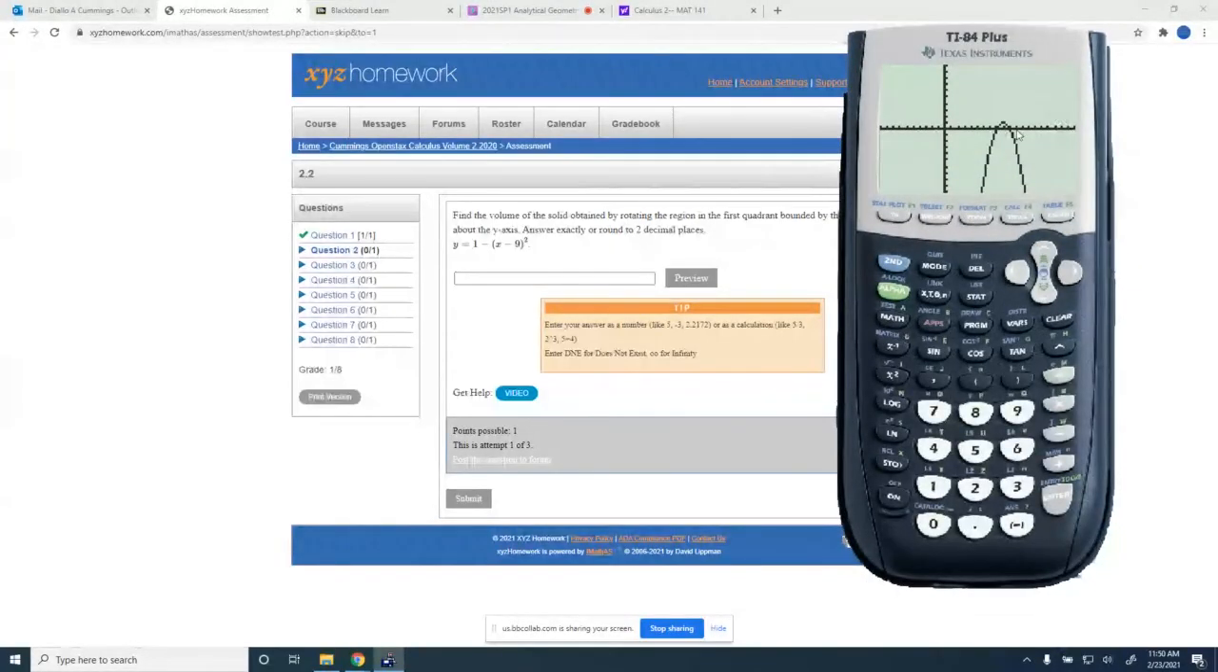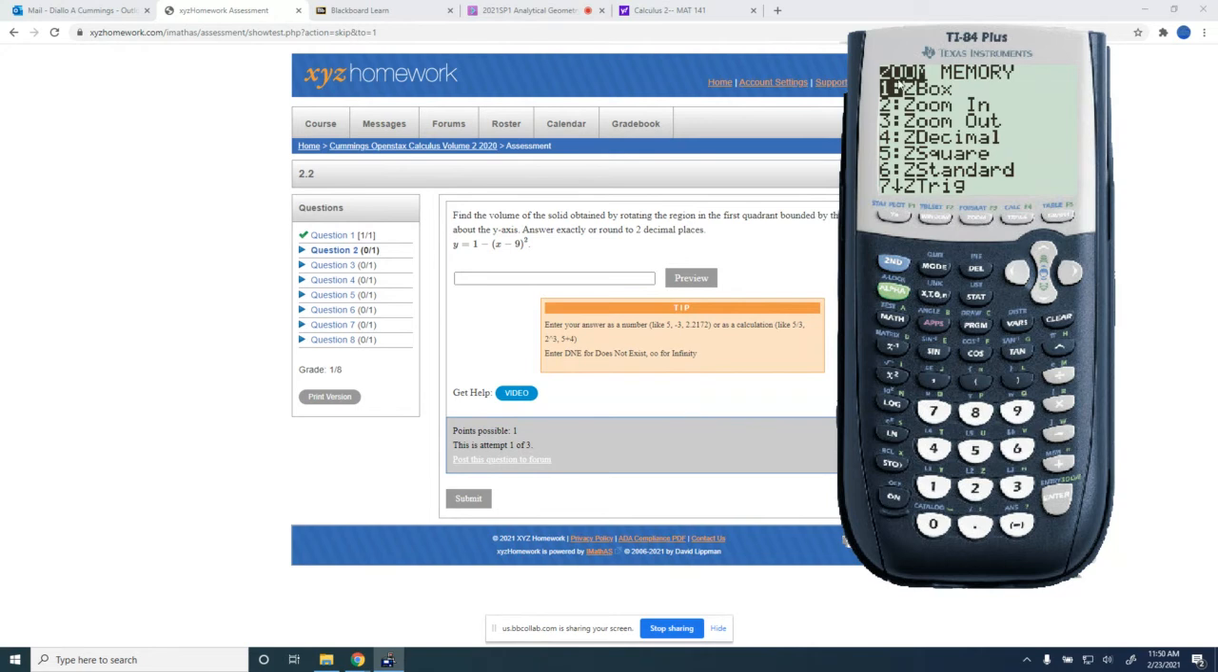I can actually use a calculator, right? Since I have the graph, and I'm going to blow this up slightly. You may or may not have seen this done before. I'm actually going to go into Zoom, and I want to use Zoom Box. So I'm going to press enter.